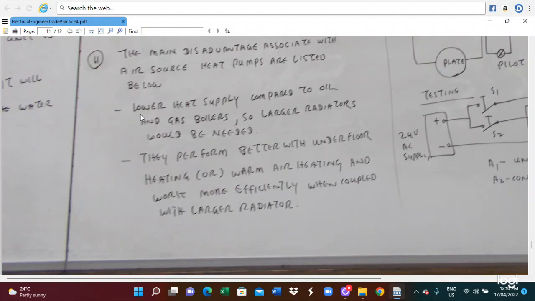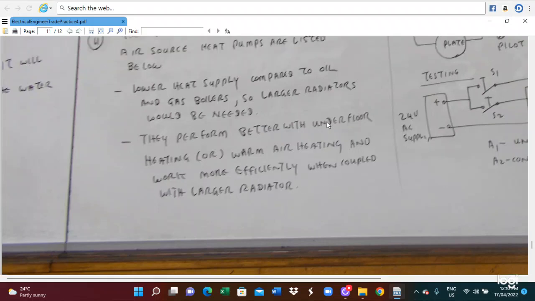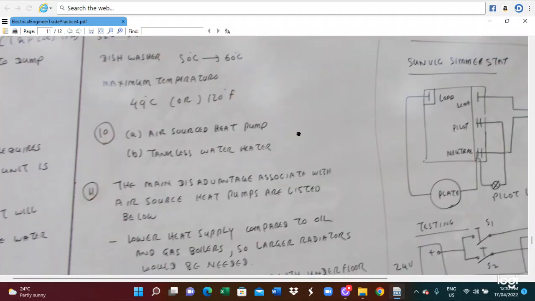Lower heat supply compared to oil and gas boilers, so a larger radiator size is needed. They perform better with underfloor heating, and air heating, and work more efficiently when they are covered with larger radiators. So these are their properties.